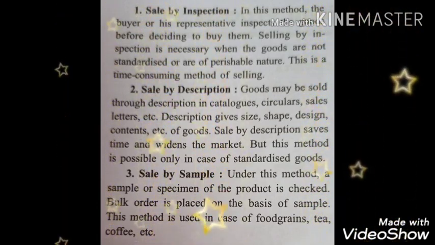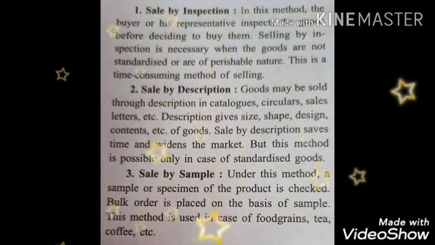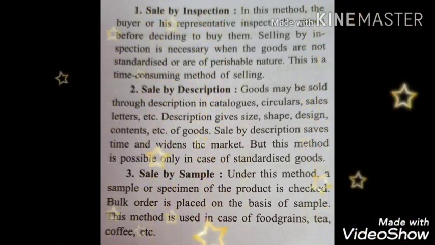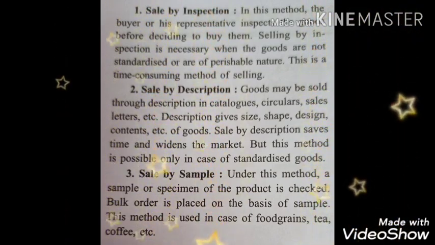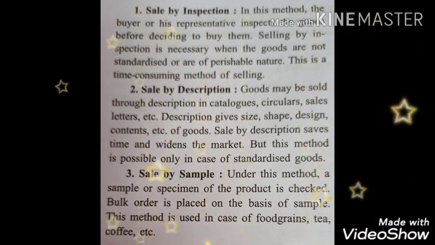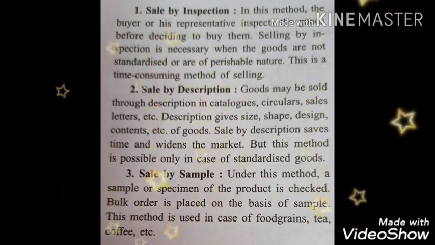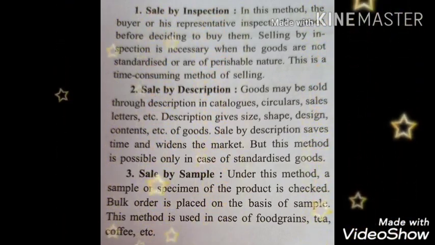Okay, so the first method that we follow is sales by inspection. What does that mean? In this method, the buyer or his representative inspects the goods before deciding to buy them. Means what happens in this stage? First of all, the buyer goes to the market, goes to the shop, and asks for the product, maybe the product is new in the market.